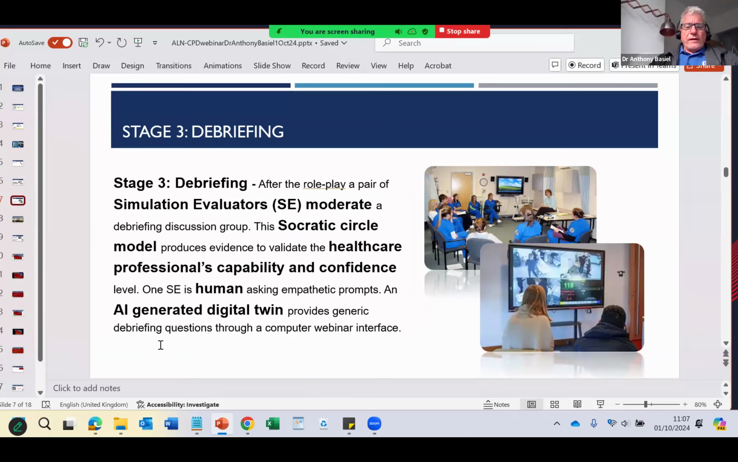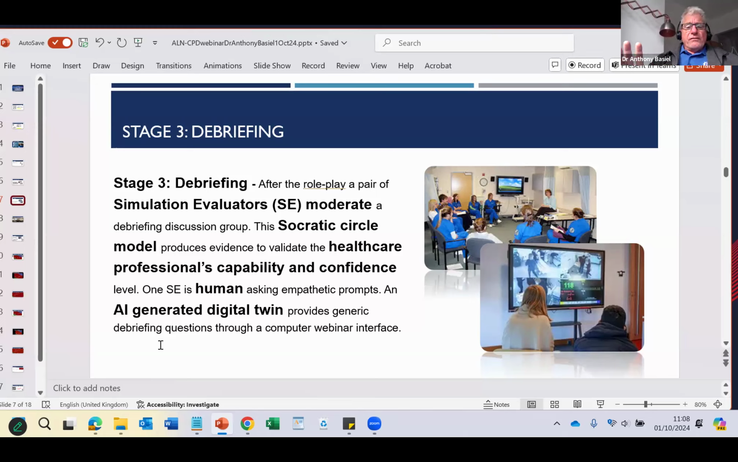Next, we're going to have the debriefing part. Now, the debriefing part is very important because it's here where reflection on the entire process is taking place. And what does that mean? Well, as you can see in some of these images, we're doing it either face-to-face, online, or in a blended approach.